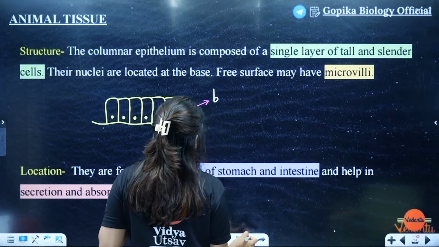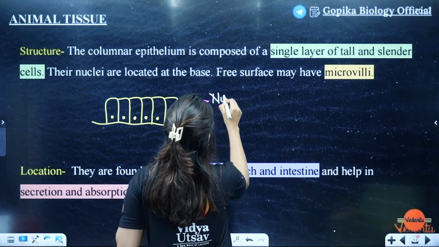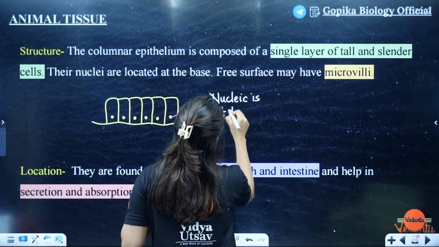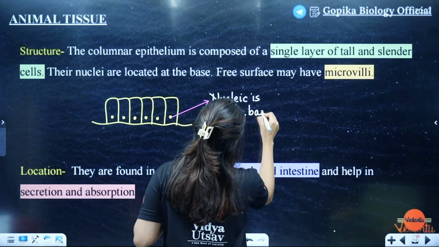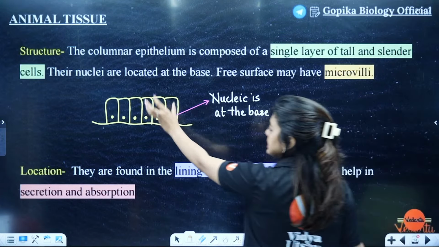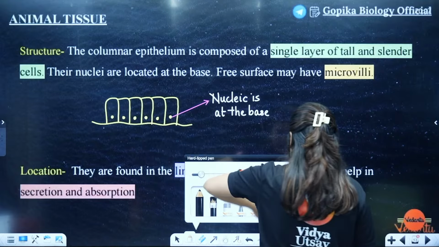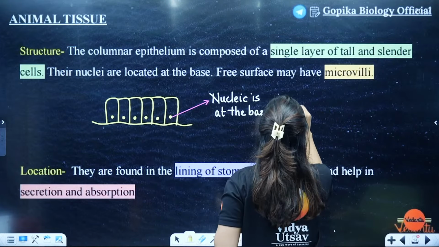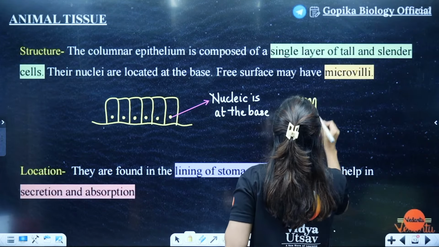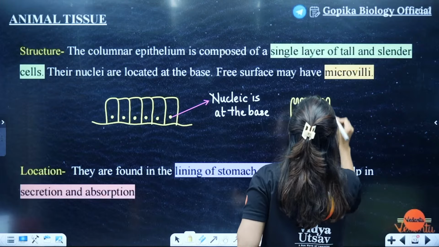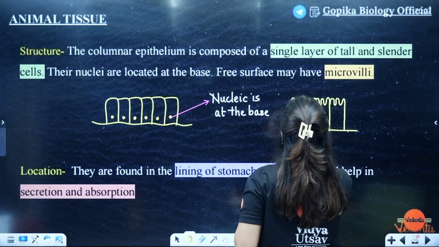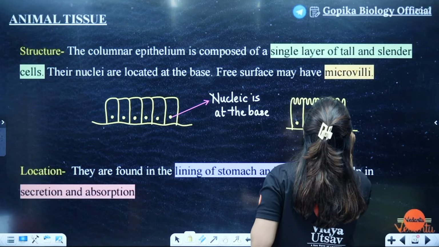Okay, now. The free surface may have microvilli. That means if this is present in the intestine or in the stomach lining, they might have a brush bordered epithelium. Why? Because they want to increase the surface area. Any doubts?